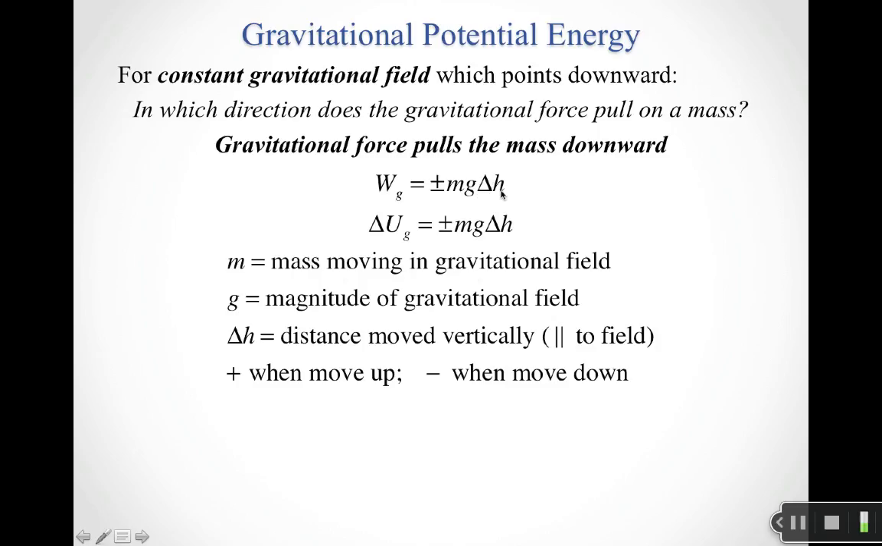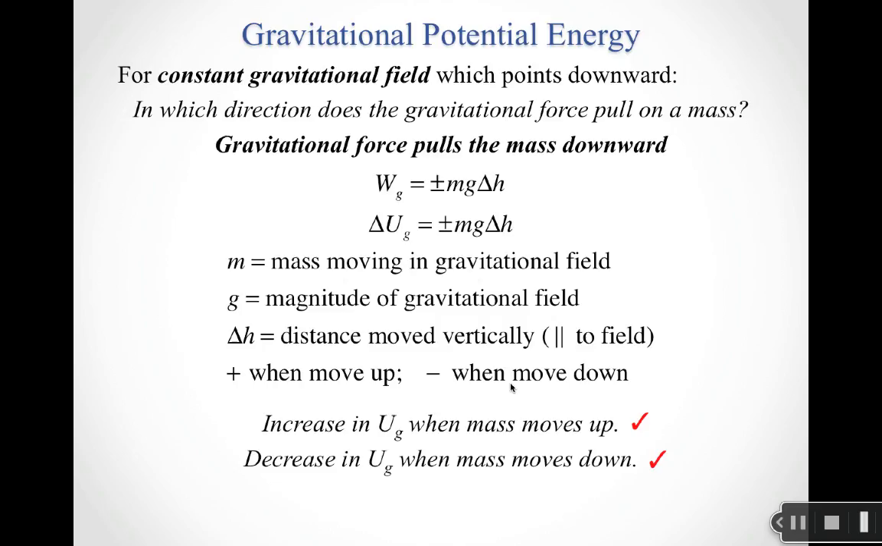Mass, magnitude of the gravitational acceleration, and then this positive distance that my object moves up or down, and then I'll take care of the plus or minus sign. And so we're going to do exactly the same thing for the gravitational potential energy. The change in the gravitational potential energy is just going to be plus or minus mg delta h, where again mass is positive, g is positive, delta h is positive. It's just the positive distance that you move vertically, either up or down. And then we're going to use the plus sign when we move up, the minus sign when we move down.